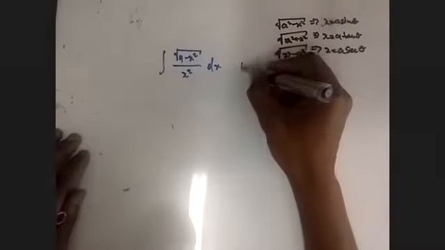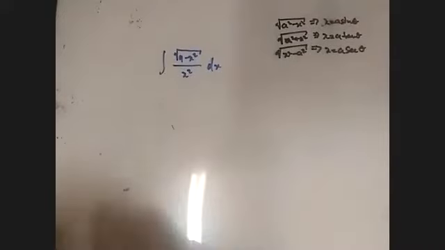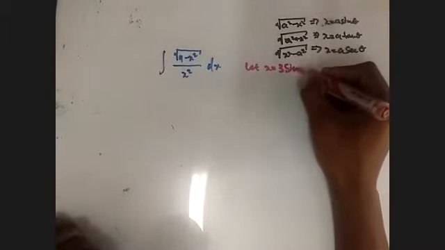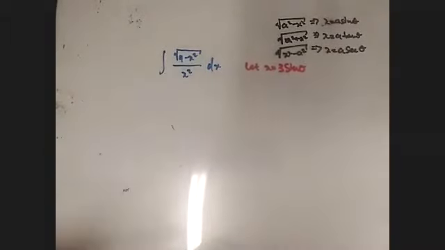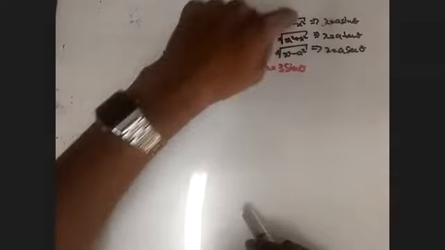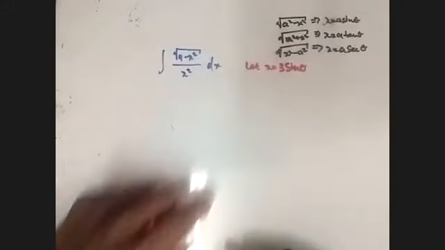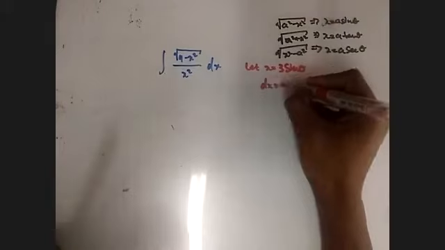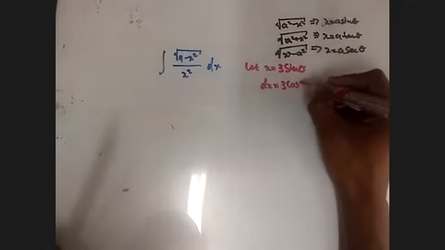Okay, let's do what we know. Let x be equal to 3 sine theta. What I know is that this represents a squared minus x squared, which means we are using the first condition. Then dx is equal to 3 cos theta d theta.